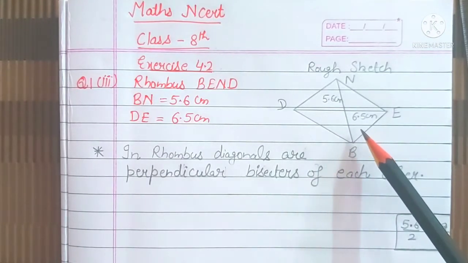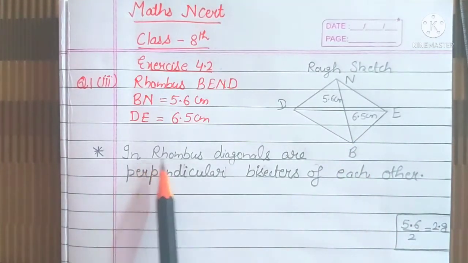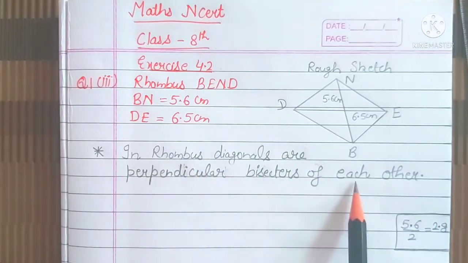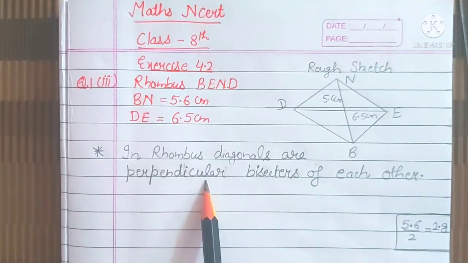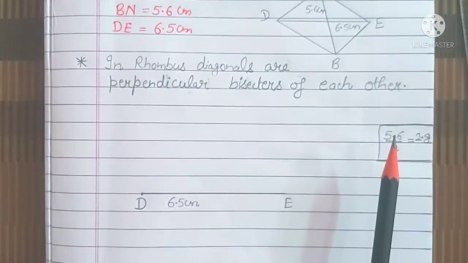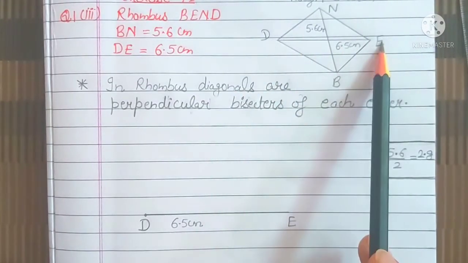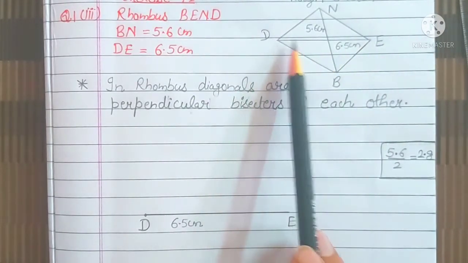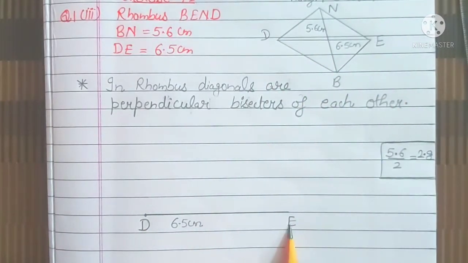So first of all we will recall the property of rhombus related to diagonal, and that property is in rhombus diagonals are perpendicular bisector of each other. Students, what is the meaning of perpendicular bisector? Means diagonals are bisecting each other as well as they are at 90 degree. So if diagonals are bisecting each other, we will start the construction with the diagonal DE. First of all we will draw a line of 6.5 centimeter, that is the line DE.